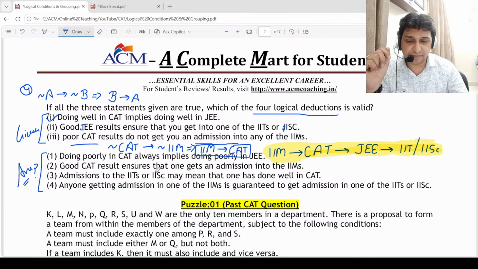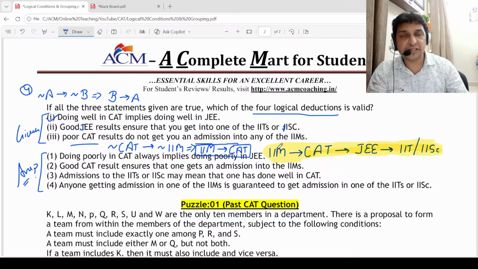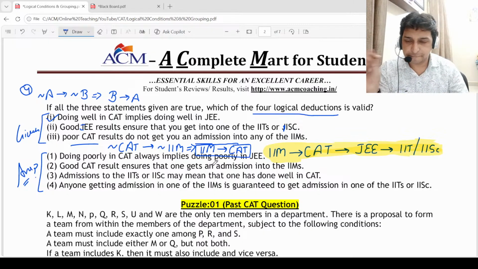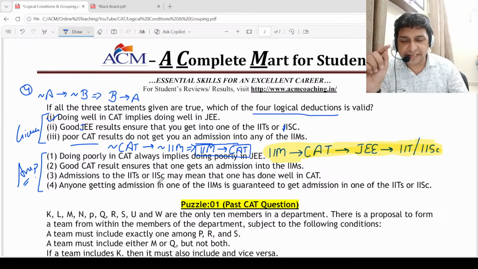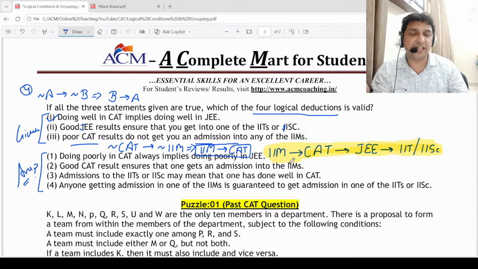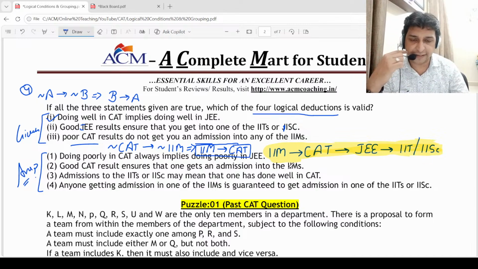Good CAT result ensures one gets admission into IIM. No. The reverse, we can't say. Admission to IIT or ISC may mean one has done well in CAT. Again, the chain is going in reverse. No, that is also not right.